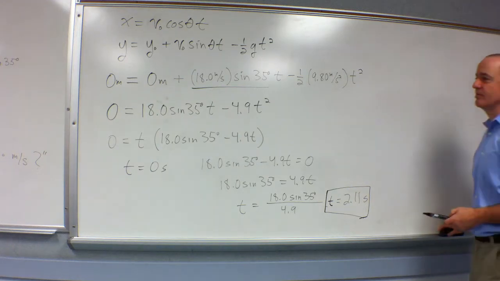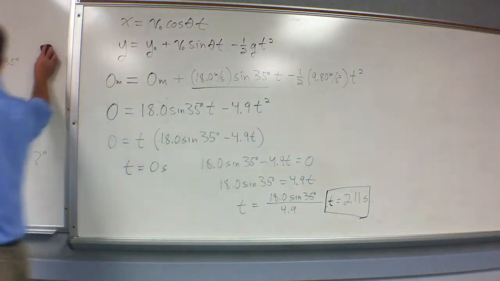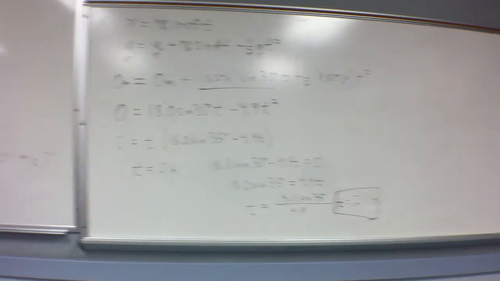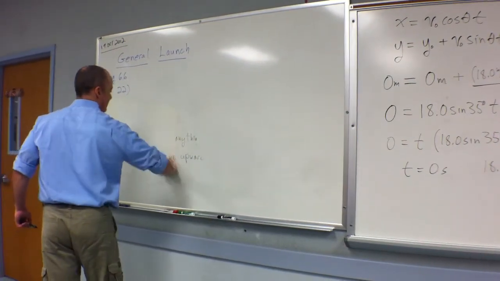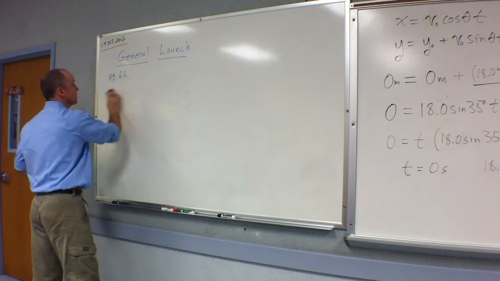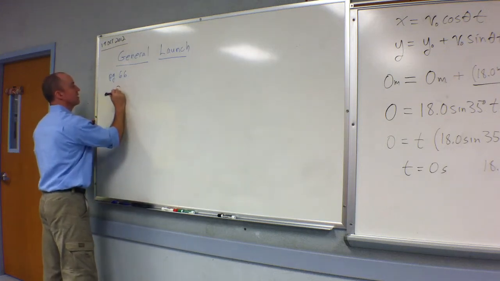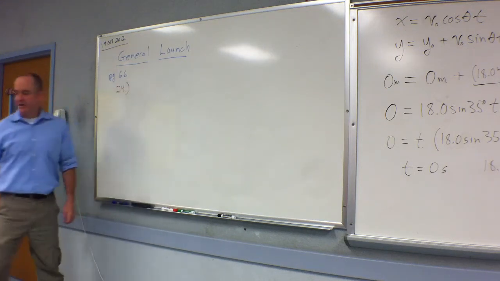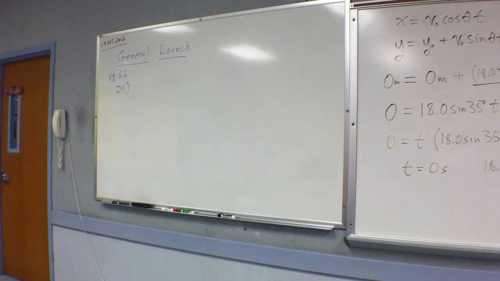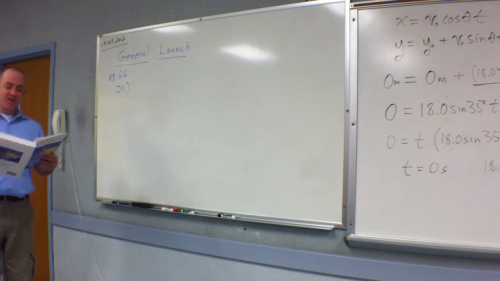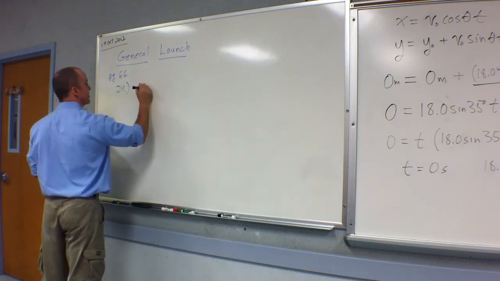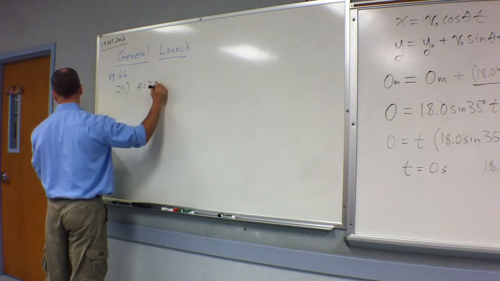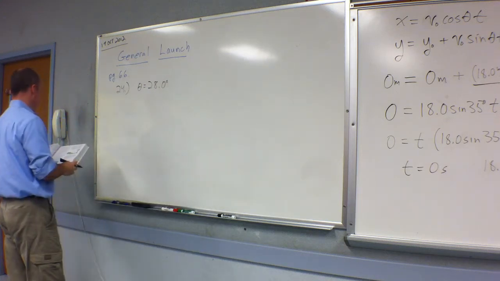All right, let's go on to number 24. Follow me back over here, Diego. Okay, now number 24 says, a Level 1 athlete executing a long jump leaves the ground at a 28-degree angle. So theta is 28.0 degrees. Got to keep track of the sig figs.